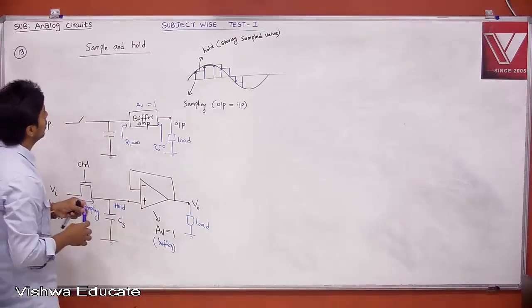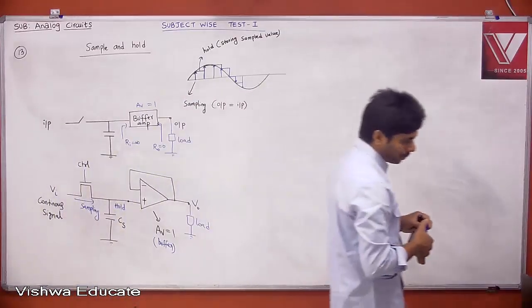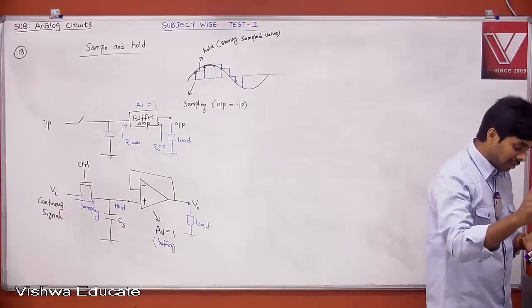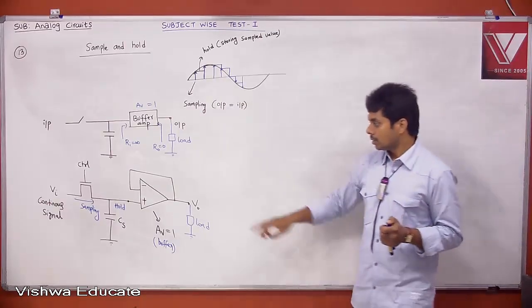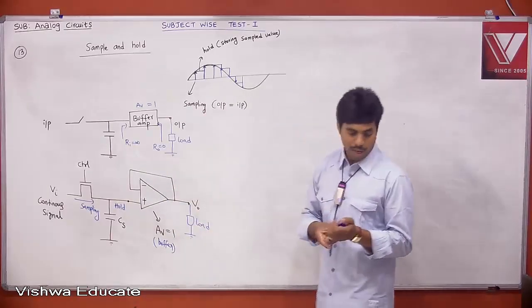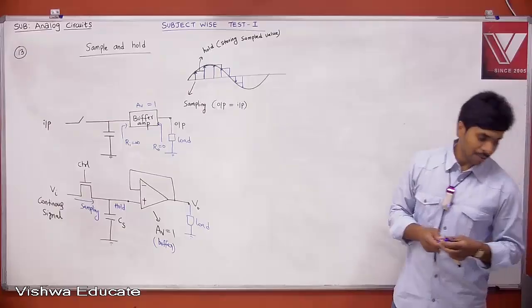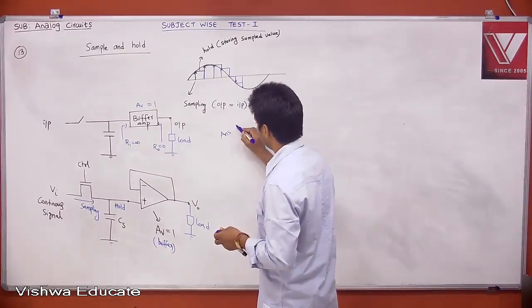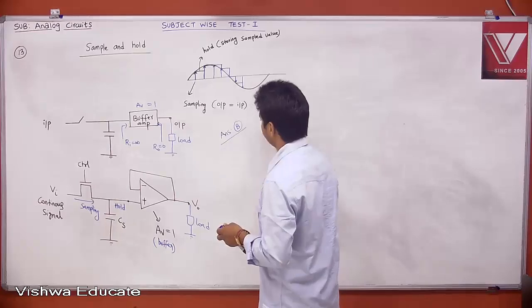Okay. Therefore, what is the answer? In a sample and hold circuit, the amplifier used is a unity gain non-inverting amplifier. This is the unity gain non-inverting amplifier. Therefore, what is the answer? Your answer is B.